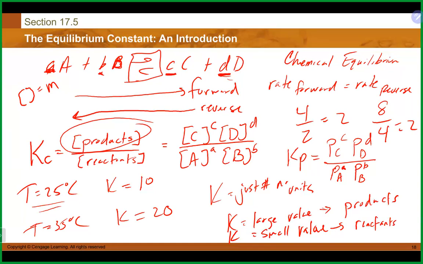We use the value of K to help us understand, when this system reaches equilibrium, what we should expect to be there, either reactants or products. Remember that a large value of K is considered 1 and above. So anything above 1 is really considered a large value of K.